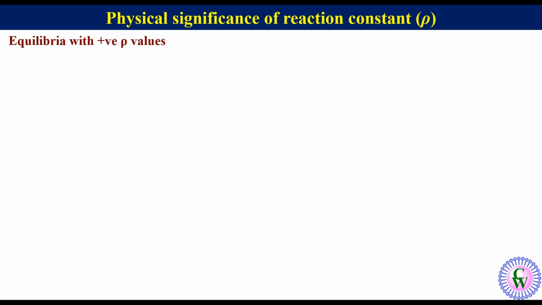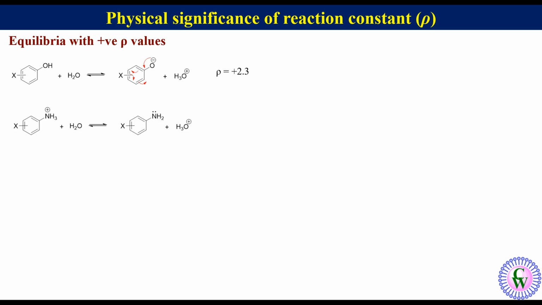Let's take the example of aqueous ionization of phenol. In this case, the rho value is +2.3. Here, the rho value is positive as there is generation of negative charge. The magnitude is moderate as the negative charge can delocalize around the ring. In the case of aqueous ionization of anilinium ion, the rho value is +3.2. The sign is positive as there is increase in electron density on nitrogen, and the magnitude is moderate as the lone pair is delocalized around the ring.